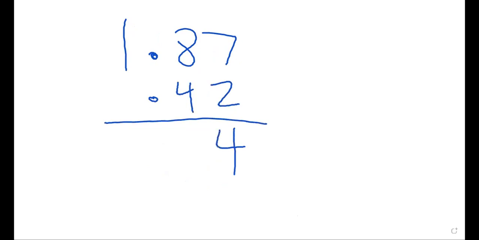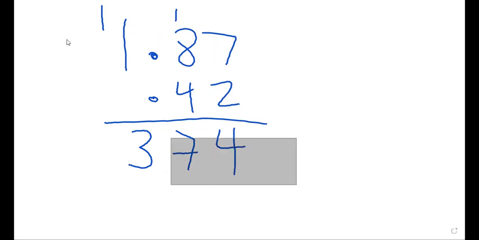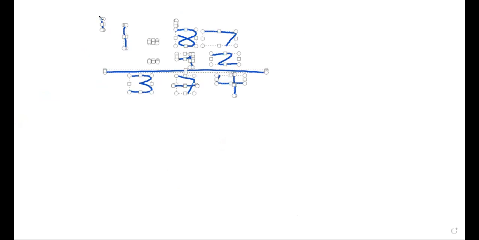I can do 1.87 times 0.42. Okay, this would be 14, 16, 17, 2, 3. Next row. I actually need to make this smaller so I can have more room. Okay. Next row, always put a 0 if you're going to go into the next row.